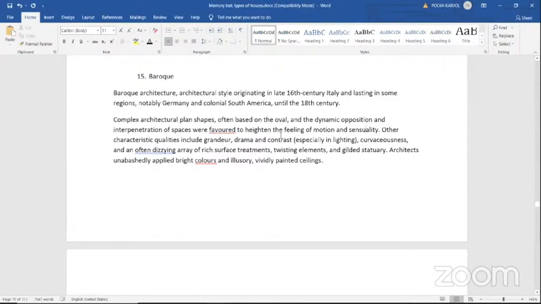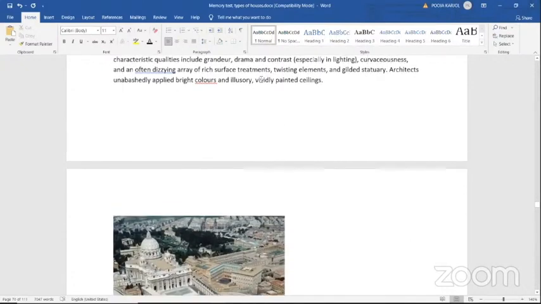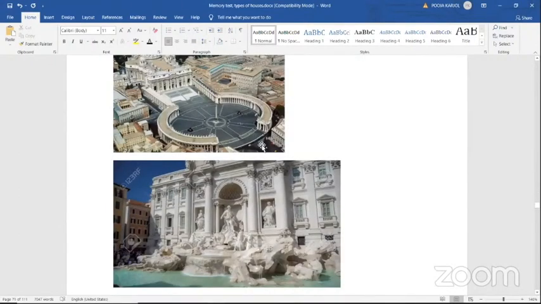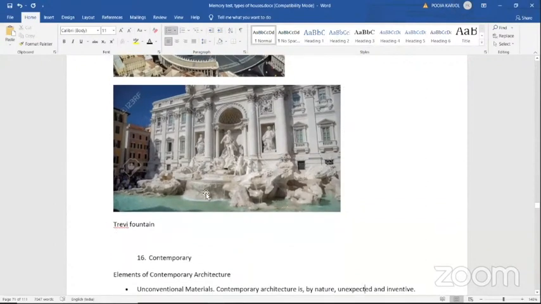It includes grandeur, drama, and contrast, especially in lighting. A dizzying array of rich surface treatments, whether color, pattern, or design. Twisting elements and gilded statuary. Architects unabashedly apply bright colors and illusionary, vividly painted ceilings. We saw this yesterday in the Saint Basilica. It's very dramatic, as you can see.